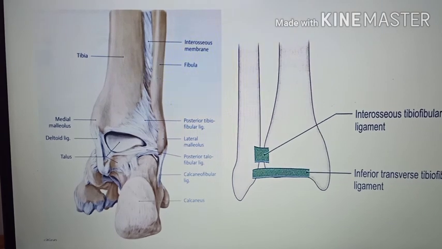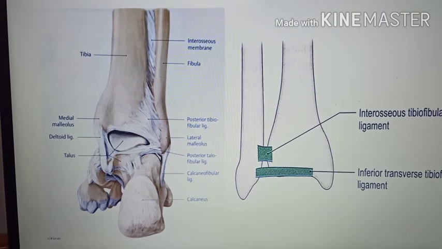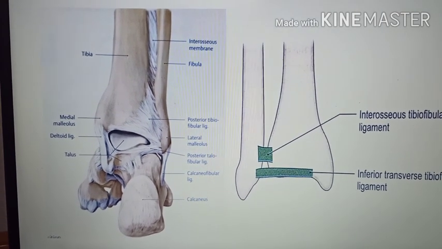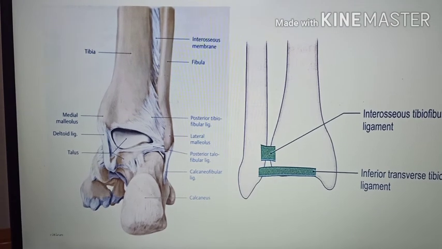The nerve supply is by the deep peroneal nerve, the tibial nerve, and also the saphenous nerve. The inferior tibiofibular joint permits slight movement so that the lateral malleolus can rotate laterally during dorsiflexion of the ankle.